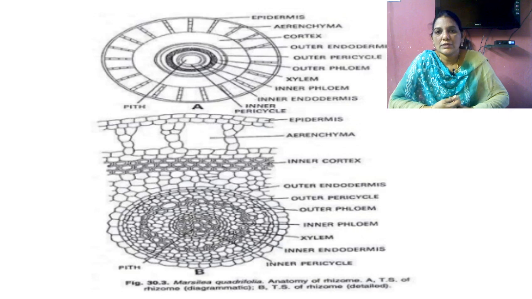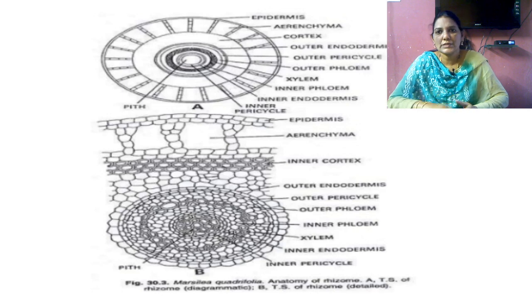What does amphiphloic stephanostele mean? In the middle, the xylem is present. On both sides, the outer side and inner side, the phloem is present. Then on the outer side and inner side of the xylem, the pericycle is also present. On the outer side of the xylem the endodermis is present, and on the inner side of the xylem the endodermis is also present.